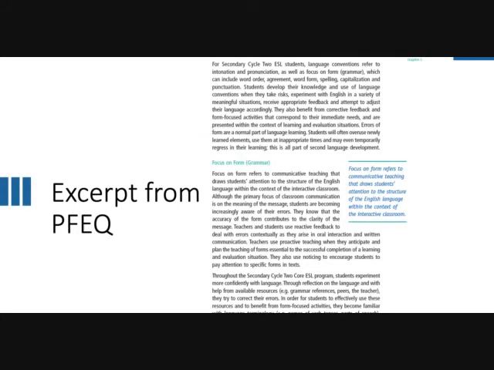Just so you know, here's the excerpt from the PFEQ. Just to back it up, it's chapter 5 of the secondary one. Language conventions, intonation, pronunciation, focus on form, which is grammar, word order, agreement. So this is where the grammar comes in. Focus on form refers to communicative teaching that first draws the student's attention to the structure within the context of an interactive classroom. Well, that sounds all well and good, right?